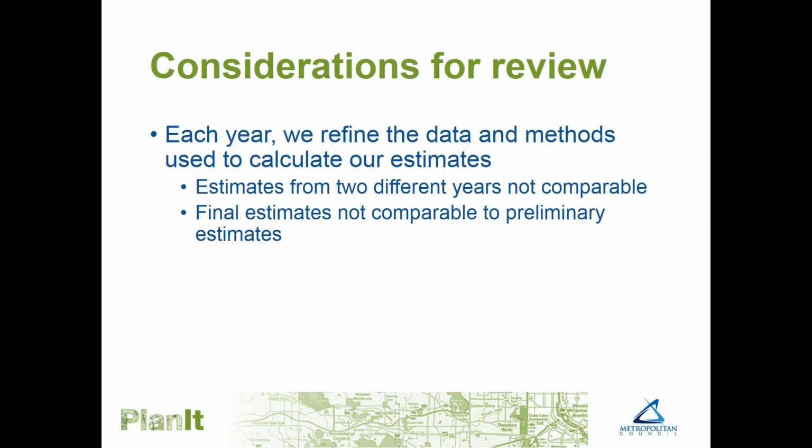If you're reviewing estimates, it's helpful to keep a few things in mind. First, we refine our data and methods every year, and we don't go back and revise the estimates from previous years that communities have already reviewed. So, for that reason, the estimates from 2 different years aren't necessarily comparable. Second, preliminary estimates from 1 year aren't necessarily comparable to final estimates from the year before. The final estimates from the year before may have reflected a one-time adjustment during that comment period to deal with a quirk of the data.